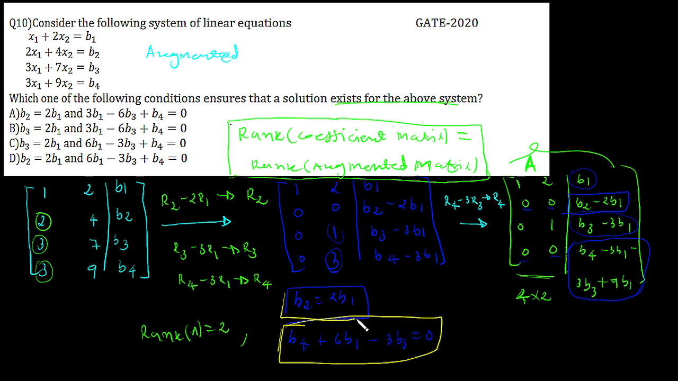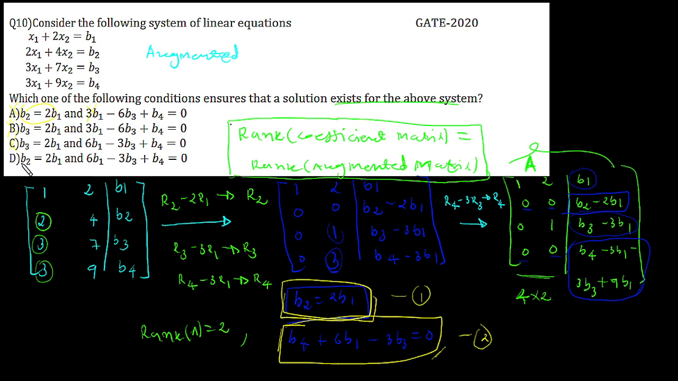So now look at the options. Option A gives the correct first condition, but in the second condition they have given some other condition rather than this one. So option A is not the correct one because they have given here 3 times b1 and we are getting 6 times b1. So this condition is not true. This one is true. So now let's move to option B. Option B is not correct because they have given some other condition. In the same way option C is also wrong.